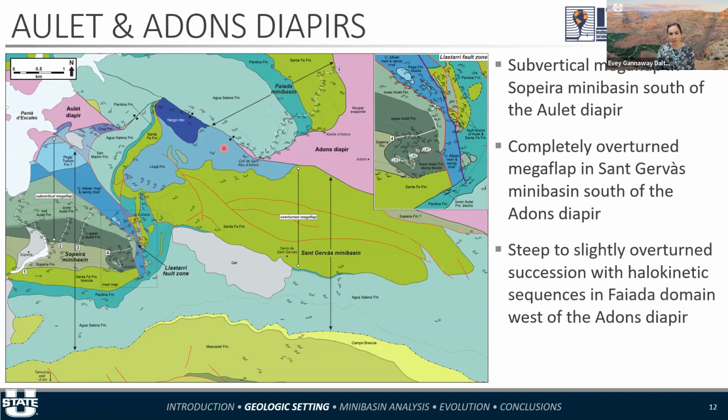And finally, here we have our Fayada mini basin sitting to the northwest of the Adons Diapirs. Fortunately, the geometry and topography don't lend themselves to a beautiful panorama, but I think as you start to focus your eye in here, you can likely already see the upturned strata and this steeply dipping to slightly overturned succession along this flank that, again, without giving away too much punchline, indicates halokinetic sequences along this margin.